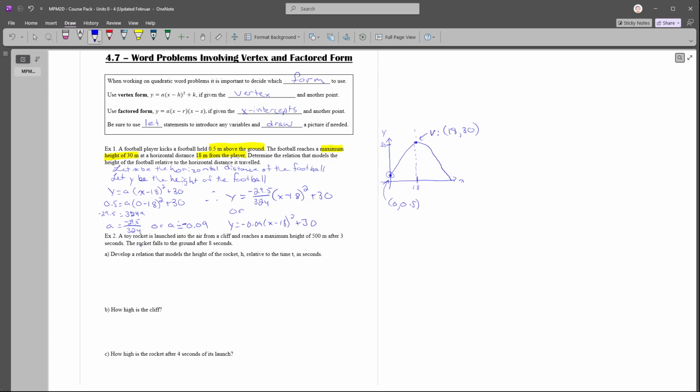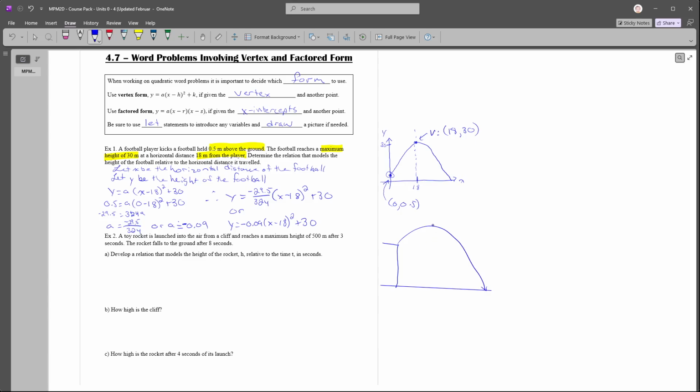All right, let's do another one. A toy rocket is launched into the air from a cliff. Okay, so let's imagine we have a cliff here. All right, and it launches the toy rocket into the air from the cliff, and it reaches a maximum height of 500 meters after 3 seconds. The rocket falls to the ground after 8 seconds. Now remember, this is a cliff, and the ground is over here. So it's getting launched, and eventually it's going to hit the ground.